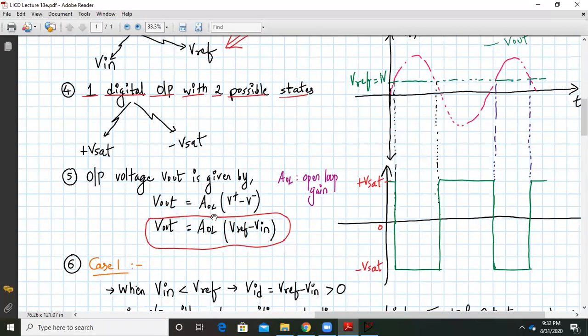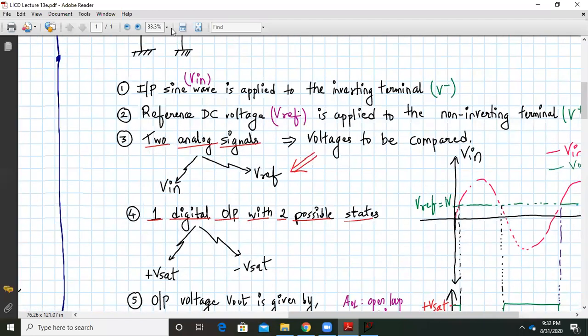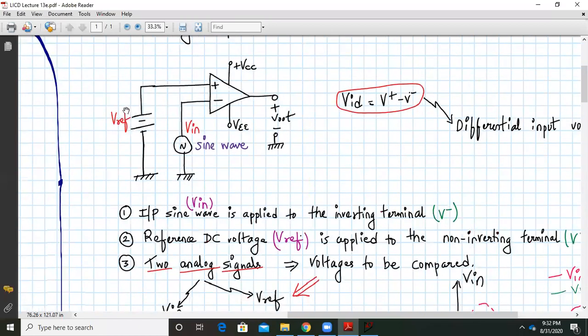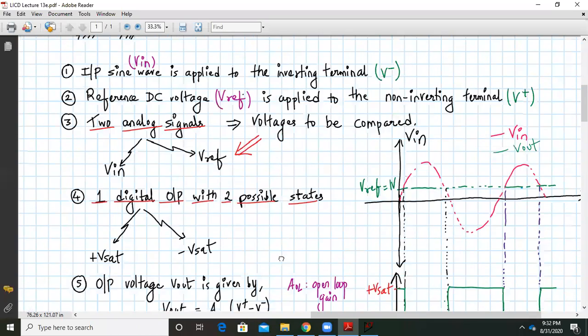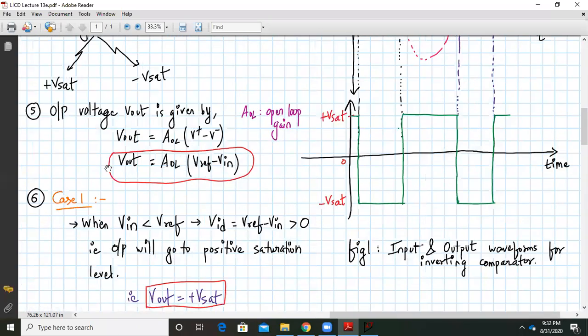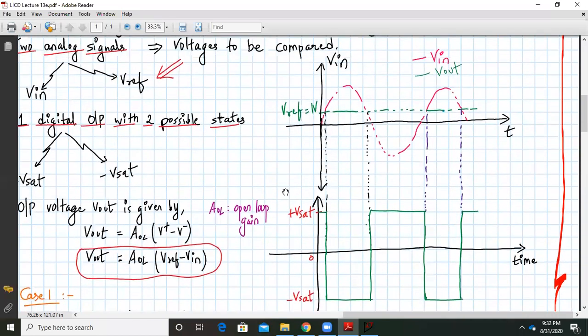Here the output expression will be AOL into V plus minus V minus. V plus is basically V reference and V minus is V sine. That's what we have written here. So V out will be AOL into V reference minus V in. Now let us check the waveform.